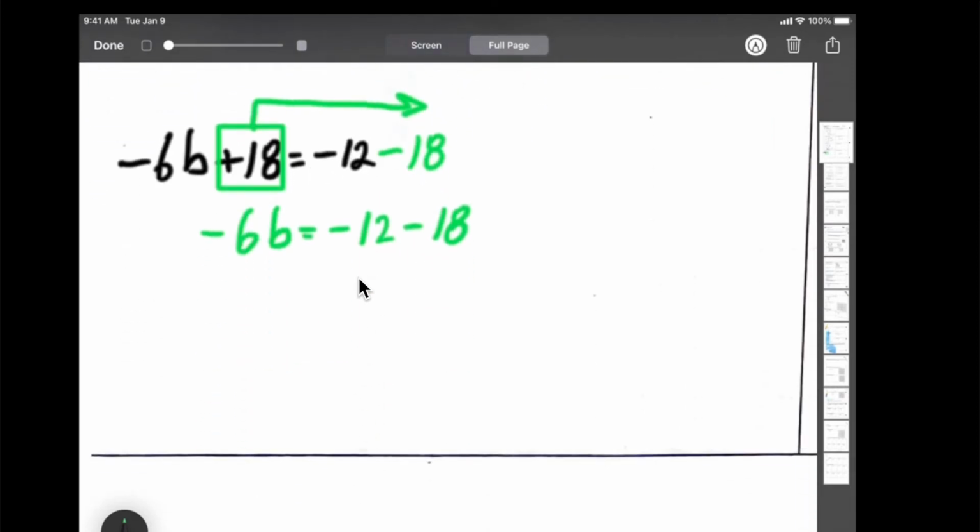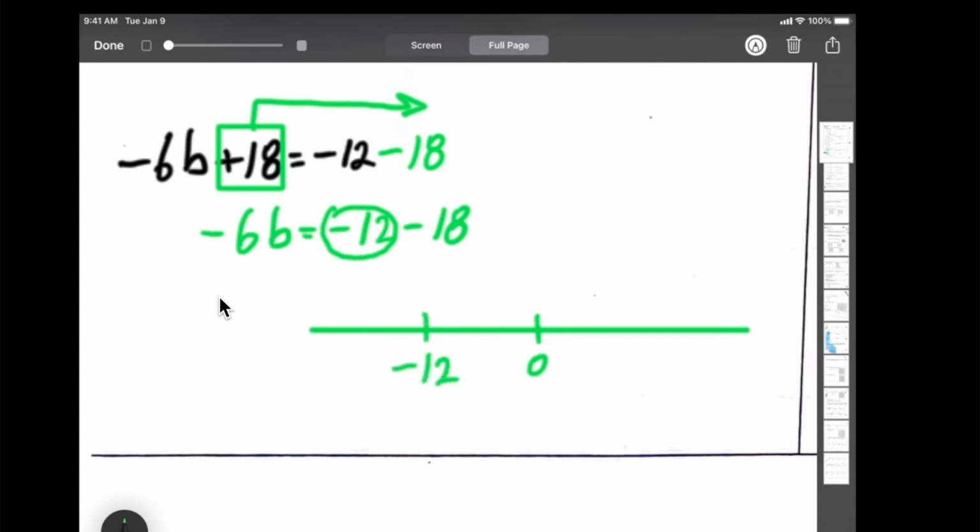We can combine these. These are like terms. Let's go to the number line. Give us a 0 to get oriented. Put a circle around that. We're going to start at -12. This negative sign means we're going to be going left. How far left? 18 units left, because this is 18.